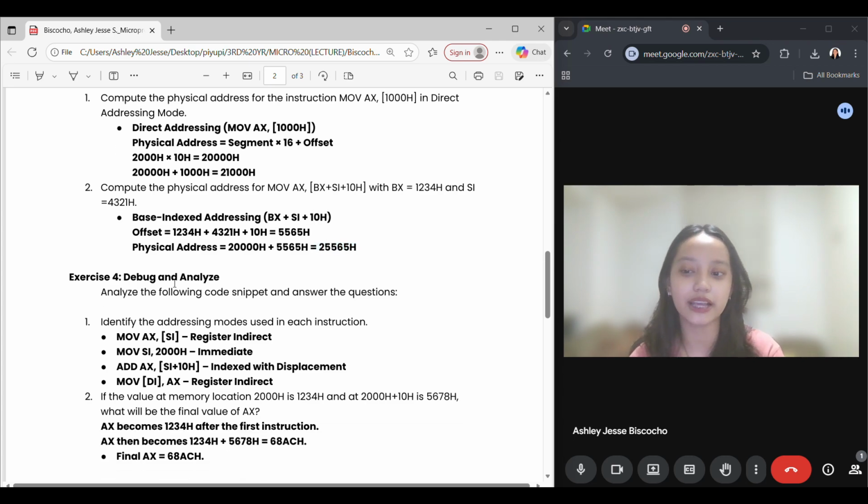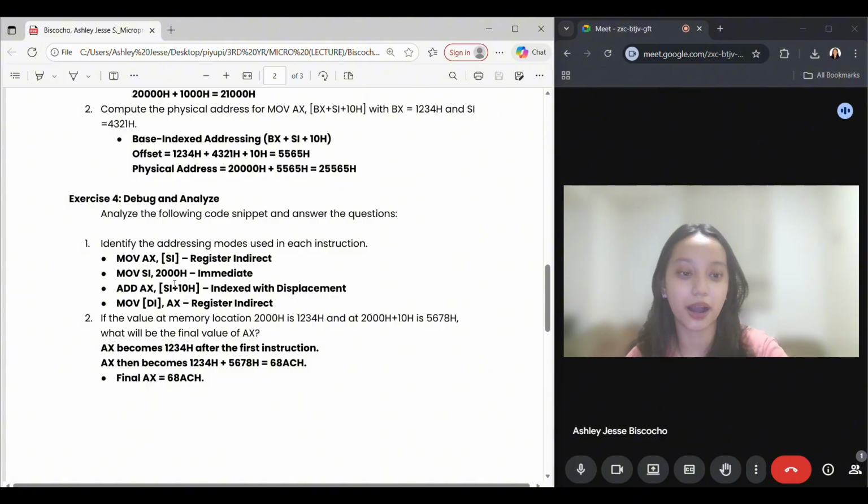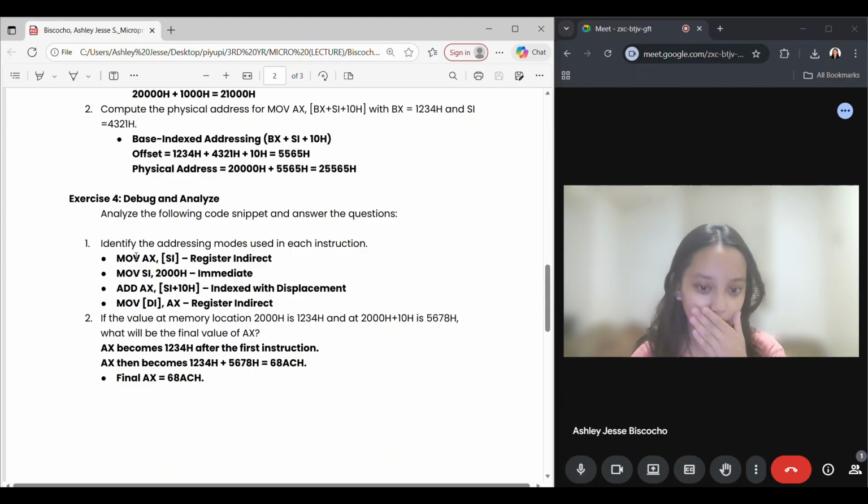And for the fourth exercise, debug and analyze, we analyze a short code snippet. We have to analyze the following code snippet and then answer the following: identify the addressing modes used in each instruction. MOV AX, [SI] uses register indirect addressing, while MOV SI, 2000H uses immediate addressing.